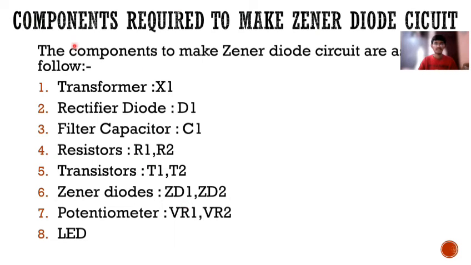So now let's see which components will help us to make the Zener diode circuit. The components to make the Zener diode circuit are as follows. First of all, we need the transformer. Second, rectifier diode. Third, filter capacitor. Fourth, resistors. Fifth, transistors. Sixth, Zener diodes. Seventh, potentiometer. And lastly, LEDs, which will help us to see the output perfectly.